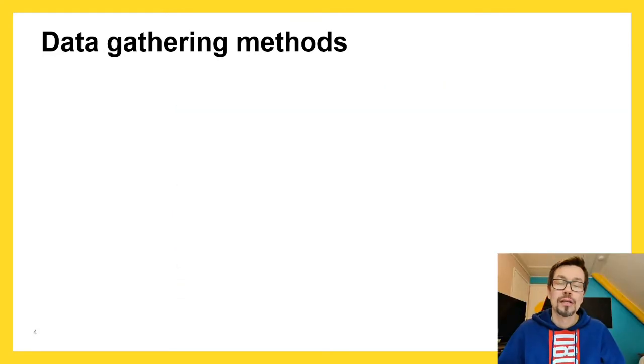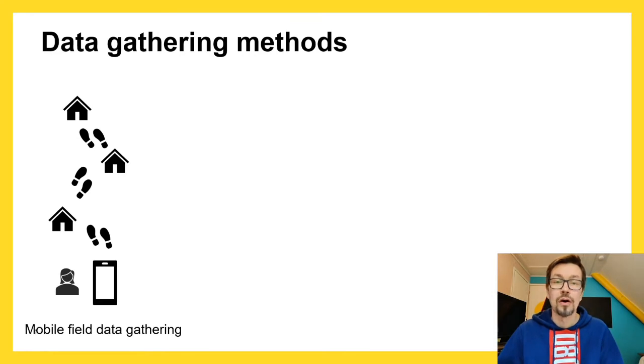So, what are the different data gathering methods? One that we were already talking about, and you even saw the photo there, is mobile field data gathering, and that is particularly useful when you need to visit multiple places and interview, for example, just a small group of people or individuals. Let's say you would go from one household to another, or maybe visit a school and interview some of the teachers there.